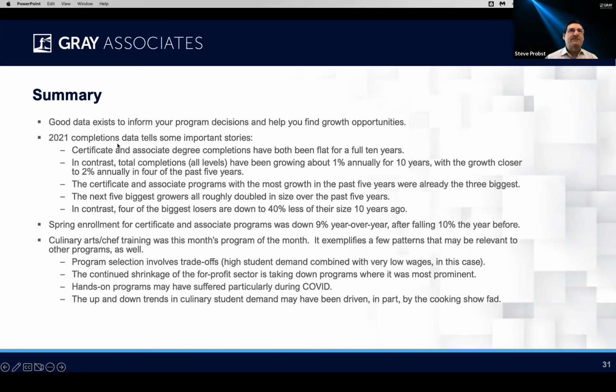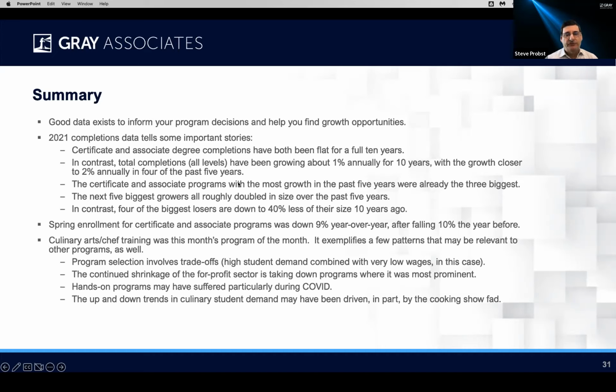If you look at the 21 completions data, and I'm focusing on that because it's really important, it's brand new. Certificate and associate degree completions have been flat now for 10 years. In contrast, total completions have been growing steadily and slowly, about 1% a year, and that may have actually accelerated recently, despite everything you're hearing about the demographic cliff. We do think that's coming, but it hasn't hit yet when you're looking at completions.